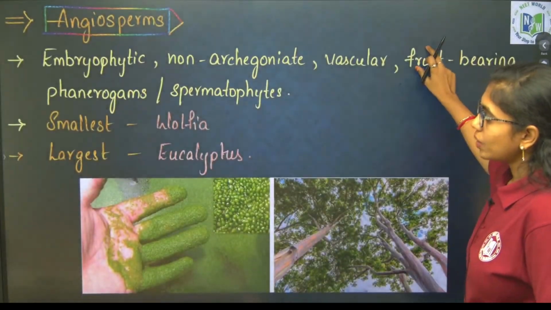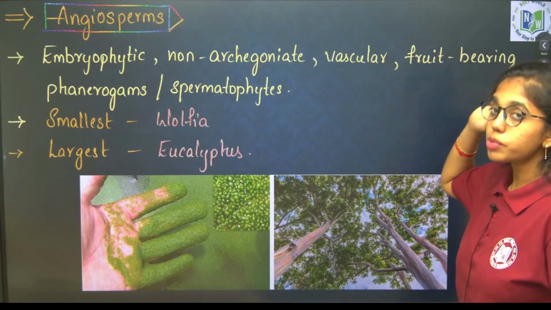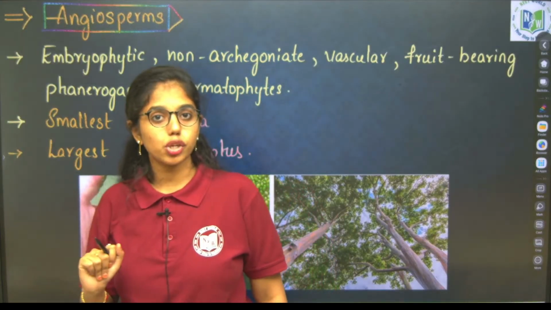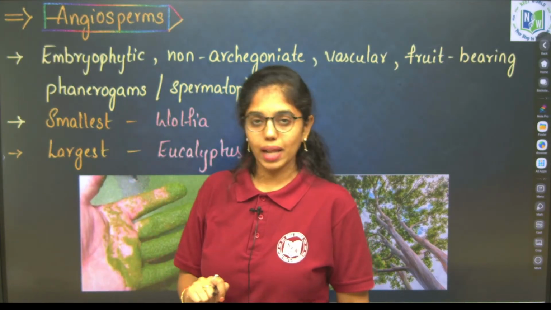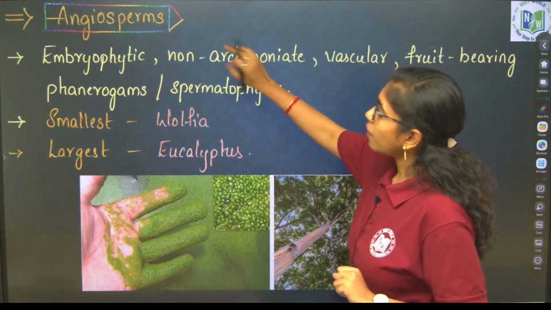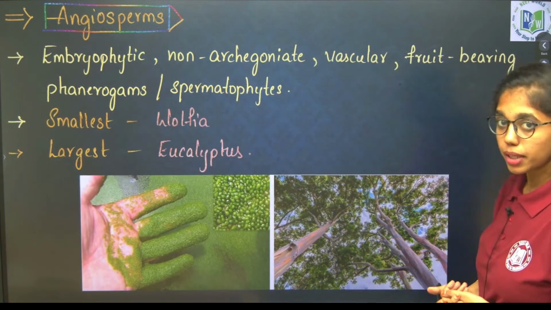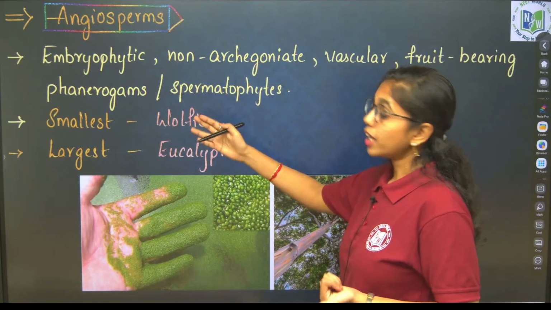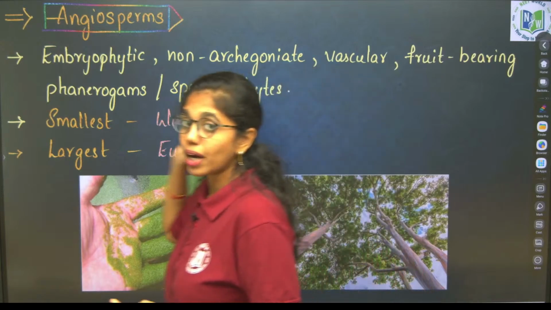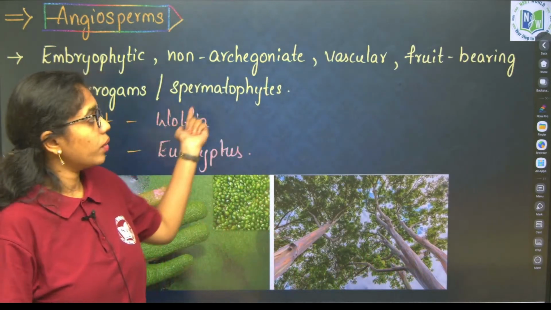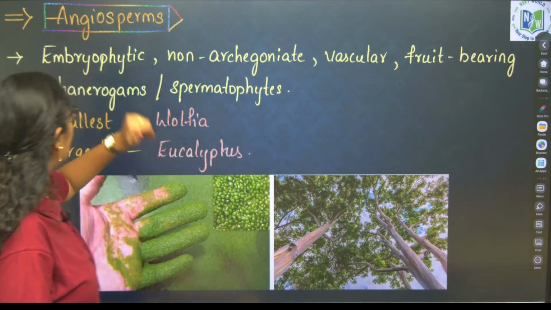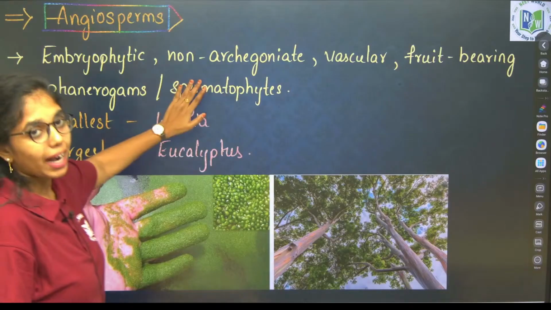Now let us look into the angiosperms. Whatever we are reading over here, we will learn again in sexual reproduction of flowering plants of NCERT 12, okay. So this is just like a recap. Now angiosperms, how you can describe it in a better way? They are embryophytic, non-archegoniate, because here the female sex organ is what? Gynoecium, not archegonia. They are vascular, they are fruit bearing and seed bearing as well, and they are phanerogams, spermatophytes.